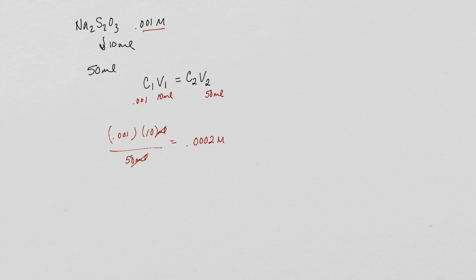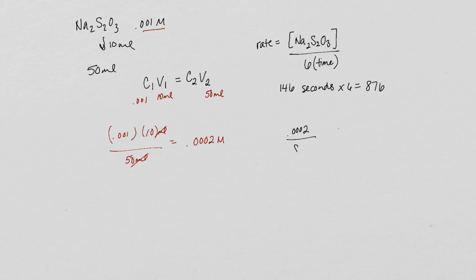So now that we know the concentration of this, we can start to calculate our rate. If you look at the handout, equation 11 tells you that the rate is the initial concentration of the thiosulfate ion divided by 6 times the time in seconds. So we would write rate equals the concentration over 6 times time. For example, let's say that one of our reactions was 146 seconds. We multiply this by 6, we get 876. We take our concentration of 0.0002 divided by 876, and we get 2.283 times 10 to the minus 7th.